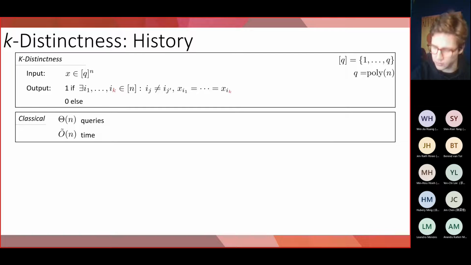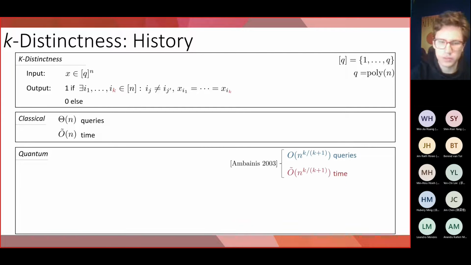And quantumly, Ambainis showed, in the paper where he gave his element distinctness algorithm, that you could generalize this algorithm for k-distinctness. Note that as k is increasing, this becomes very close to just n. But it's important to note that we always consider k to be a constant. All these algorithms in the history that I'm mentioning, and also our algorithm, really rely on the fact that k is constant, because otherwise the complexity will be horrible.